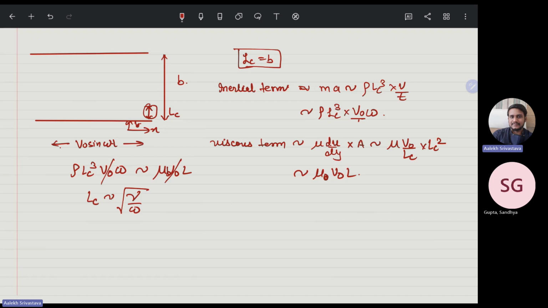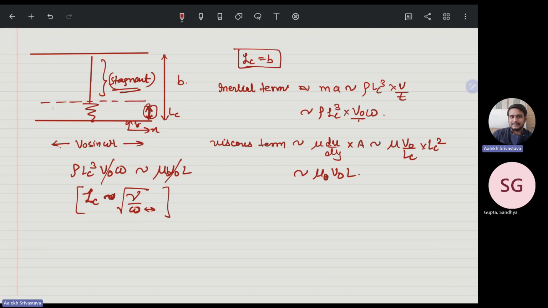So that means for any particular omega, this is the LC, the characteristic length. For a particular omega, this much length is where the viscous forces are present, and after that the layer is stagnant or stationary. That is the meaning of what is called the boundary layer.